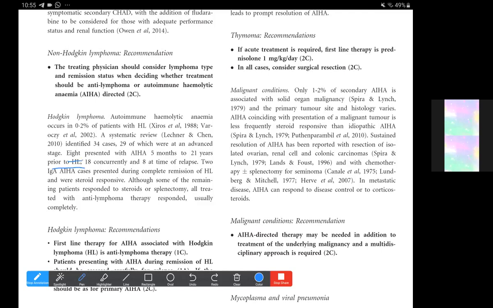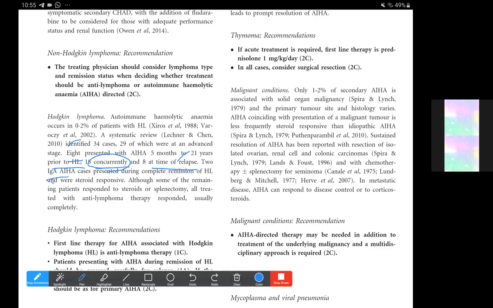So 8 presented prior and 18 presented concurrently. The greater number of patients presented concurrently when they had Hodgkin's lymphoma, and 8 were at the time of relapse. So before and after the lymphoma, there were 8 patients noted in this patient series, and most, 18, had this autoimmune hemolytic anemia concurrent with the lymphoma.